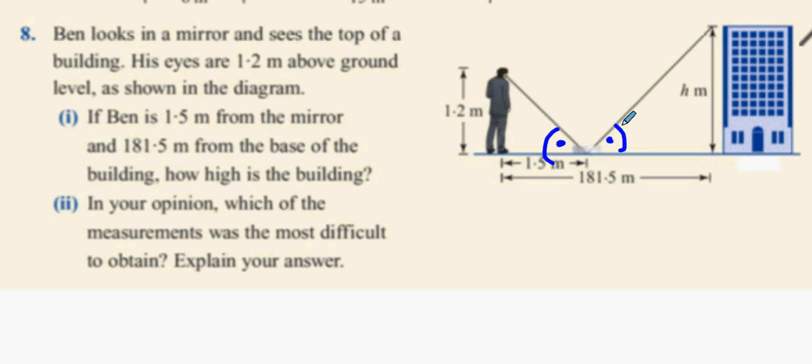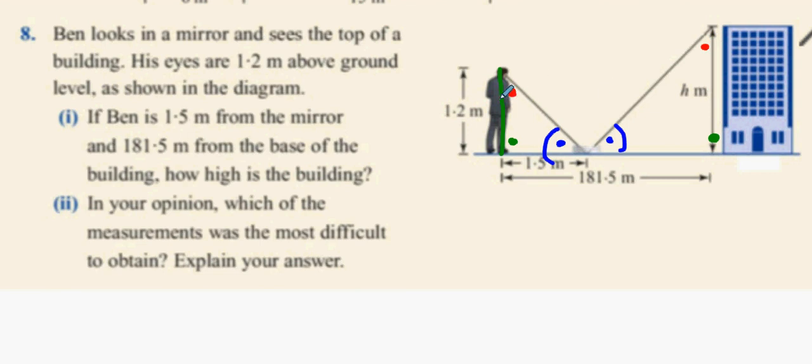You're assuming that Ben is standing upright at 90 degrees, as is the building. It's not the Leaning Tower of Pisa. The assumption is that everything is vertically straight up. Is that okay? That will make both these triangles what? And what else? They're similar triangles.